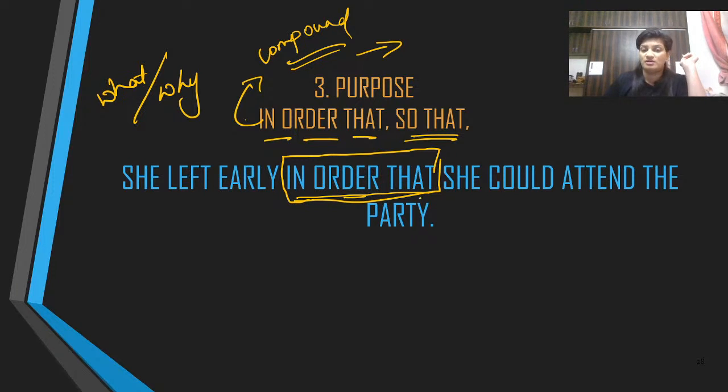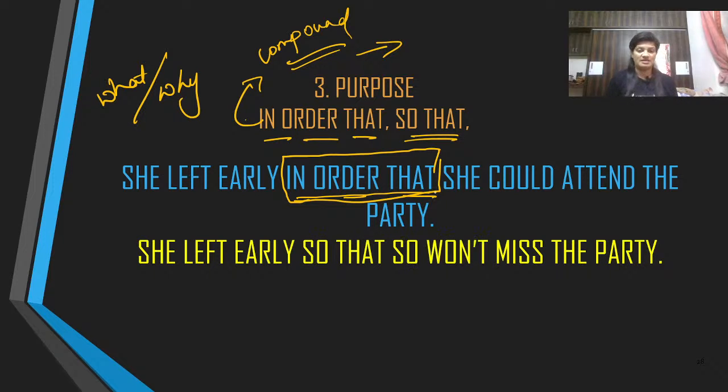So in order that, why did she leave? What was the purpose behind her leaving? She left early in order that she could attend the party. Another one, she left early so that she... Here you have so that. You also use so in your coordinating conjunctions, but we are clubbing them together over here. So and that, two words put together, which are compound conjunctions.